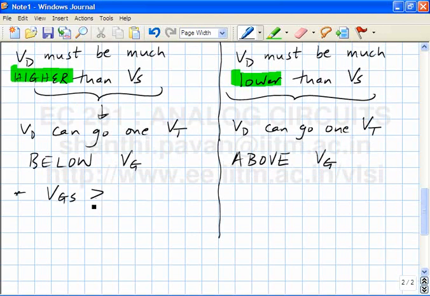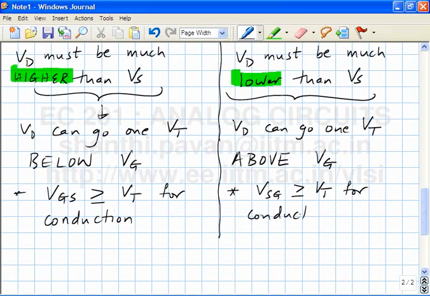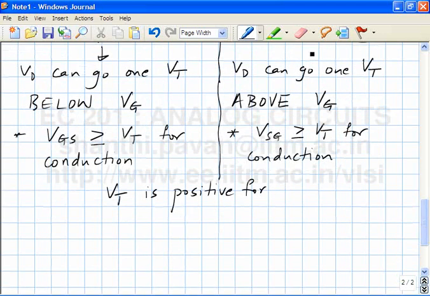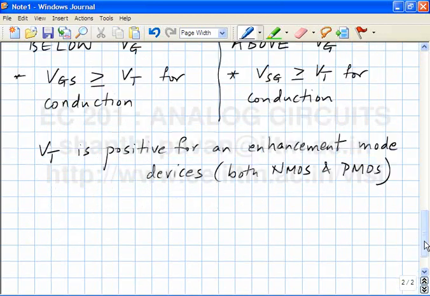In an NMOS transistor, VGS must be greater than or equal to VT for conduction. What do I mean by conduction? For some ID to flow. Regardless of whether the transistor is in triode or saturation, if some current has to flow through the drain, then VGS must be greater than some minimum value equal to VT. For a PMOS transistor, VSG must be greater than or equal to VT for conduction. In both cases, VT is positive for what is called an enhancement mode transistor. You understand?